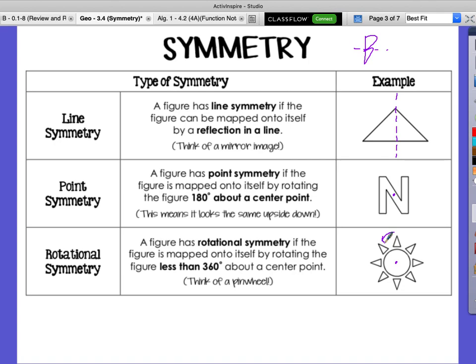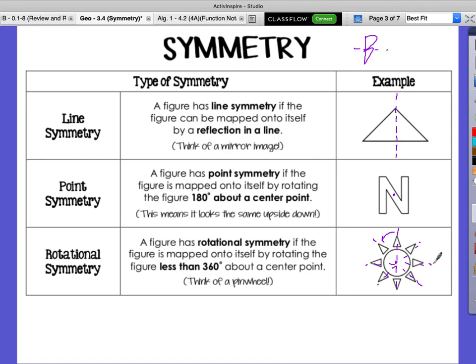Now, does this one also have another type of symmetry? It has line symmetry. We can do a line through just about any of these directions, couldn't we? What other kind of symmetry does it have? Point symmetry. If you rotate it 180 degrees, it has it. Let's think about that for a second, guys. If something has rotational symmetry, it can rotate less than 360. Point symmetry is if it rotates 180.